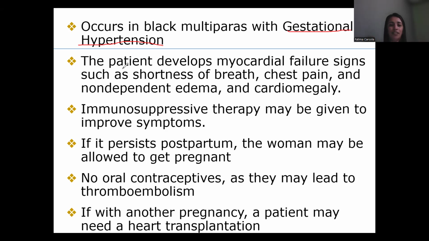So the patient develops myocardial failure, with signs such as shortness of breath, chest pain, non-dependent edema, and cardiomegaly. So there is also enlargement of the heart. The doctor might want to give the patient immunosuppressive therapy.